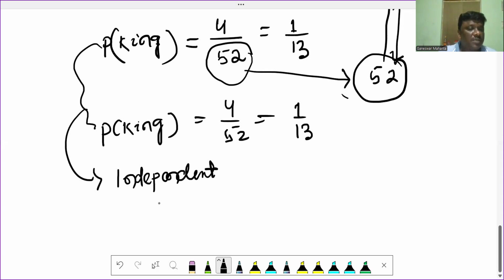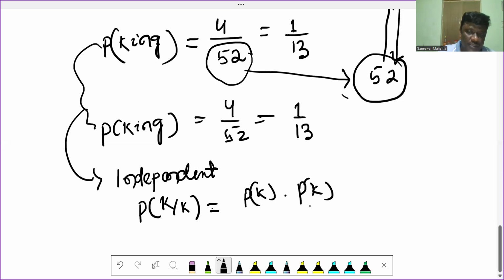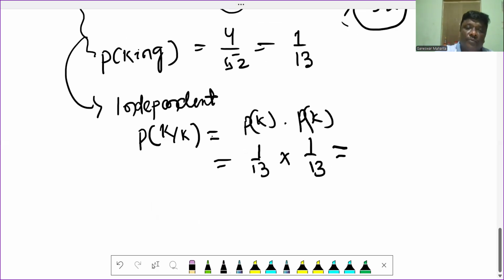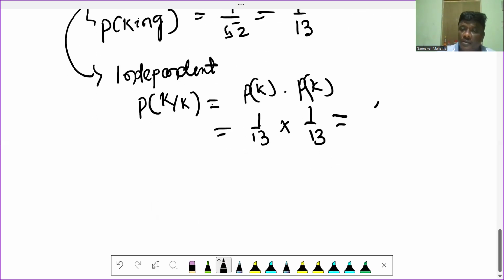So what happens? The probability of both cards, probability of king and king, both are independent. So probability of A into probability of A. That is 1 by 13 into 1 by 13, and that value will be 1 by 169. That is the one case, when it is replaced.